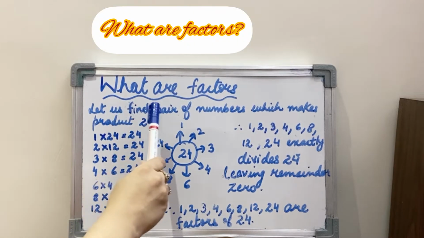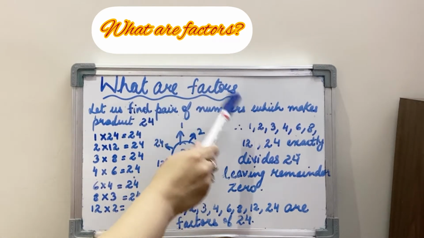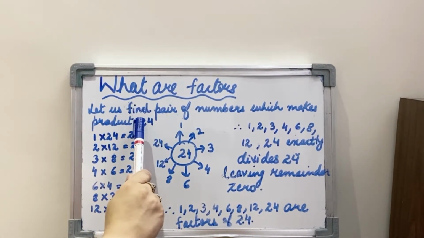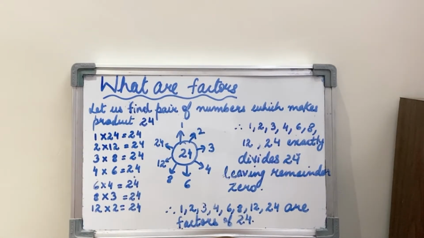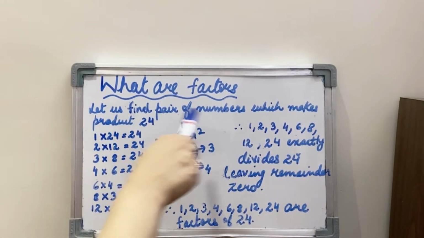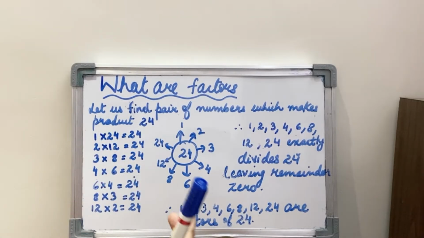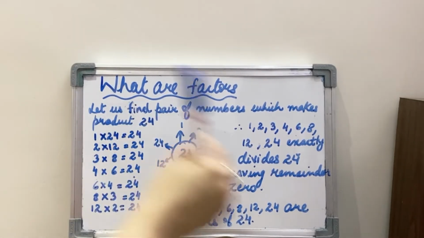Today I am taking one more topic for you, that is factors and multiples. So let's get started. What are factors? For this, let us first find pairs of numbers which make the product 24. So I will be taking two numbers which will make product 24.